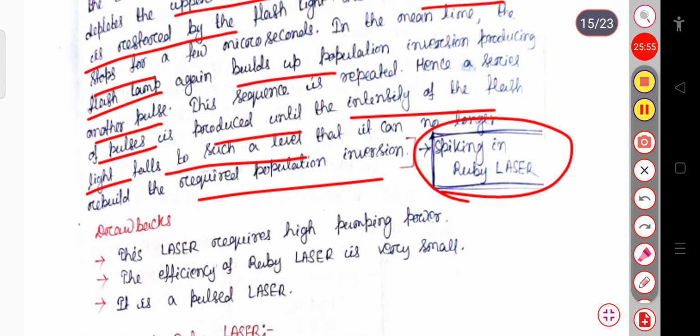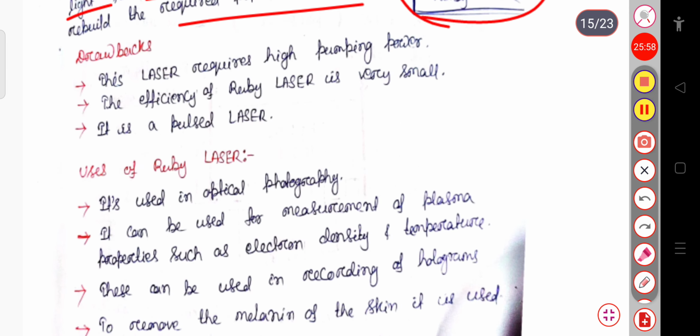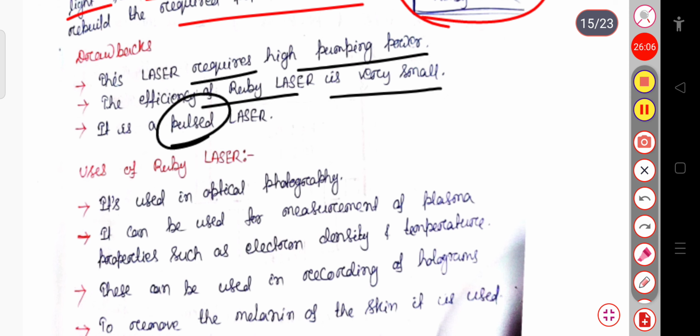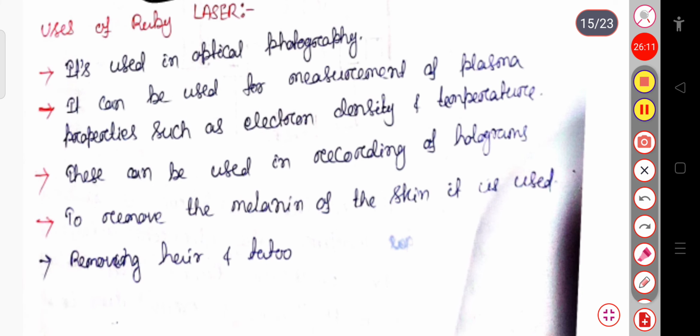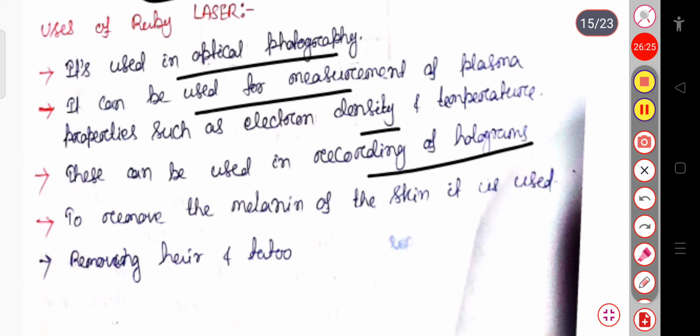So what are the drawbacks? This laser requires high pumping power, the efficiency of the ruby laser is very small, and it is basically a pulsed laser. And what are the uses of ruby laser? It is used in optical photography. It can be used for measurement of plasma properties such as electron density and temperature, in the recording of holograms, to remove the melanin of the skin, and for removing hair and tattoos.